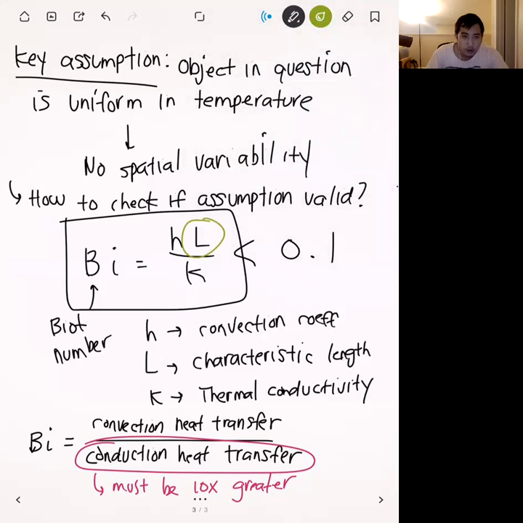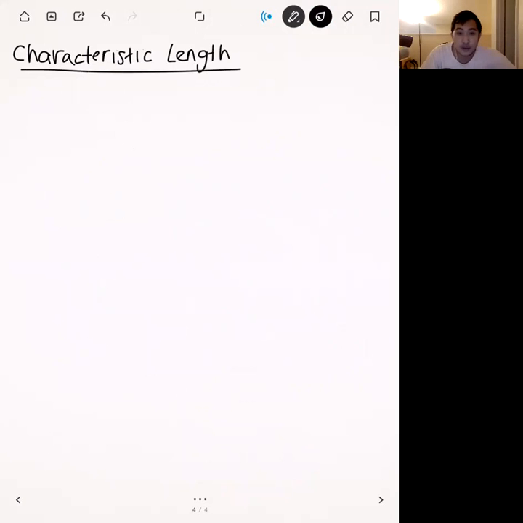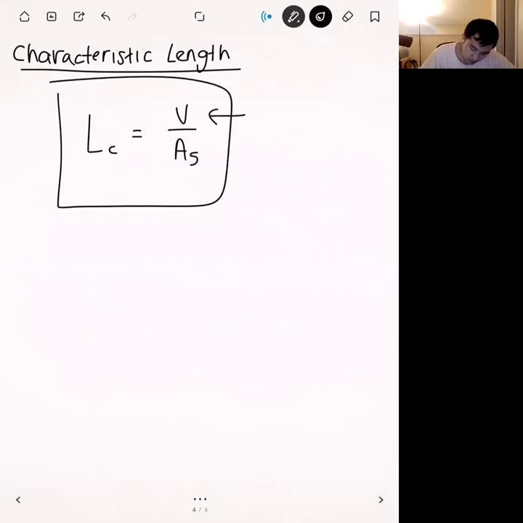Let's talk a little bit about L here, because L can be a little bit tricky to compute if you don't have a specific value, right? And so for L here, the way that we usually compute this, because usually you're working with oblong objects that don't have a specific shape, is we can take the ratio of the volume of the object divided by its surface area. And so in cases where you have an awkward looking object, you can take this ratio and that'll give you a characteristic length.